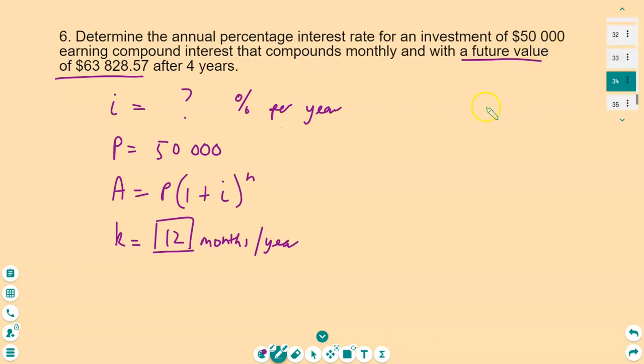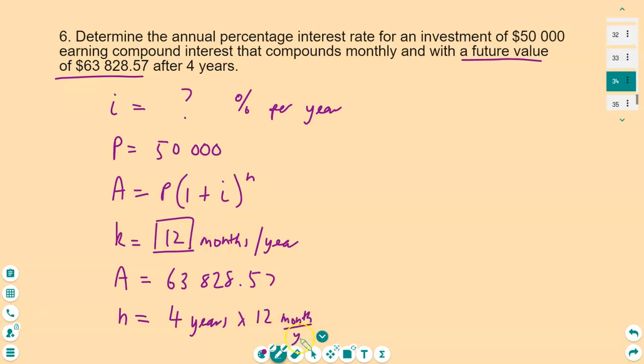A future value means what it's amounting to. So we're actually given A. Sometimes I get confused when we're given A, if you can't tell. $63,828.57, because we're usually calculating A. After 4 years. N is 4 years, but we want it as months, right? We want that as months if we're going to be using our calculation. So I'm going to multiply by that K value, 12 months per year. That means that 4 12s are 48 months.